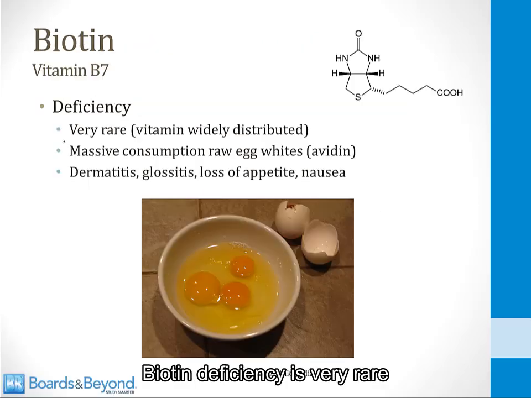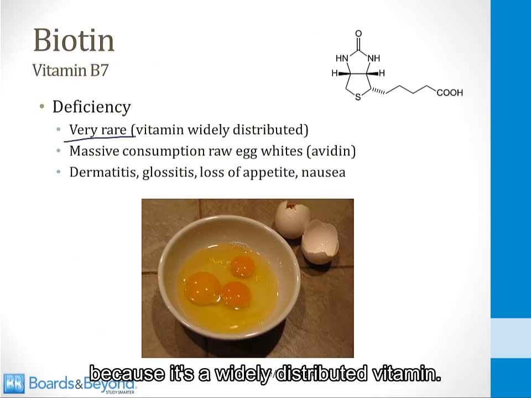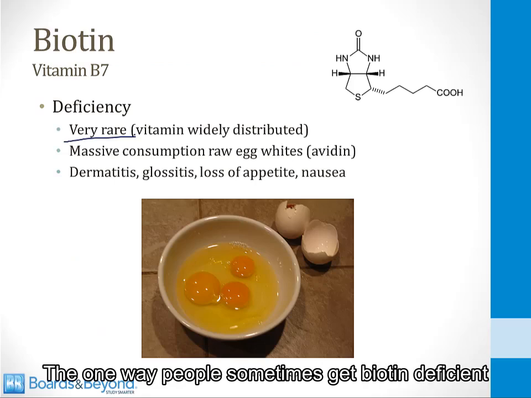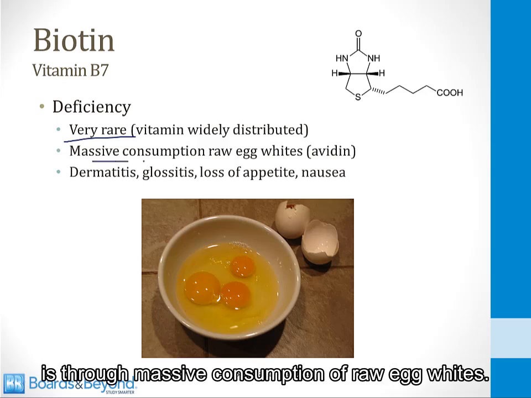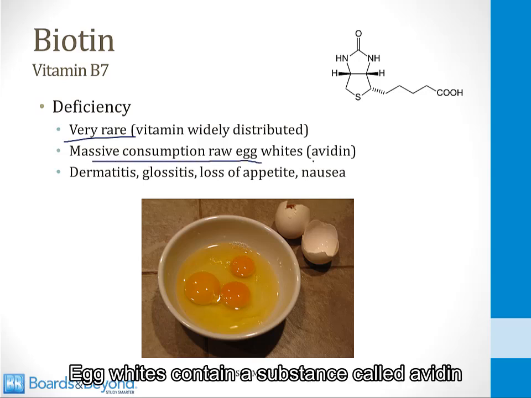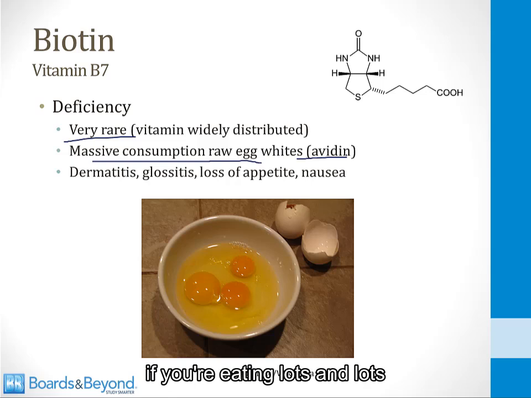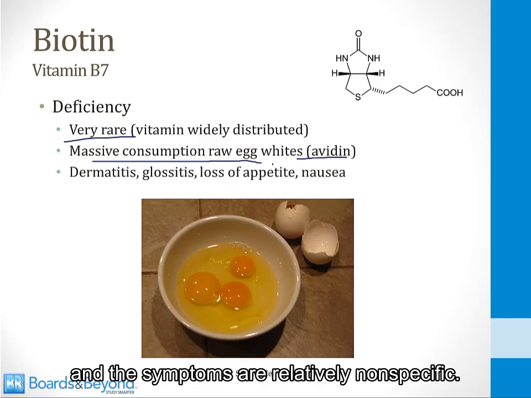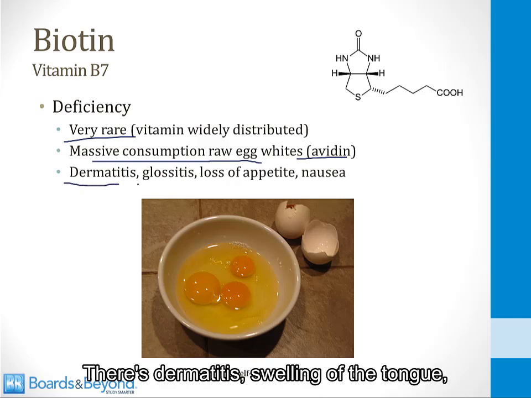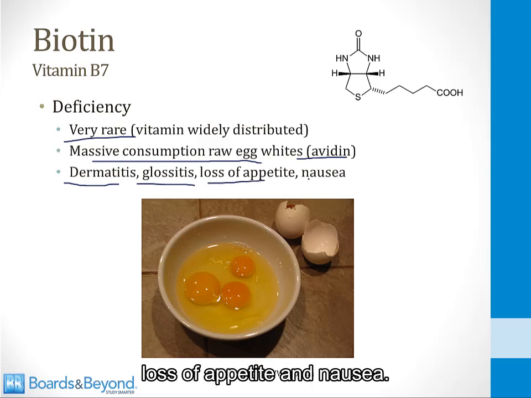Biotin deficiency is very rare because it's a widely distributed vitamin. The one way people sometimes get biotin deficient is through massive consumption of raw egg whites. Egg whites contain a substance called avidin that binds biotin and prevents its absorption. As a result, if you're eating lots and lots of raw egg whites in your diet, you can develop biotin deficiency, and the symptoms are relatively nonspecific. There's a dermatitis, swelling of the tongue, loss of appetite, and nausea.